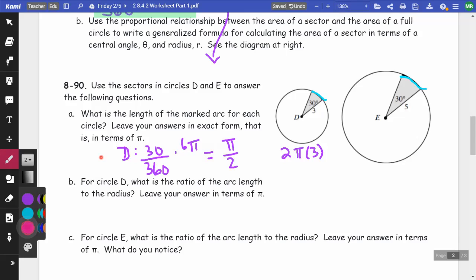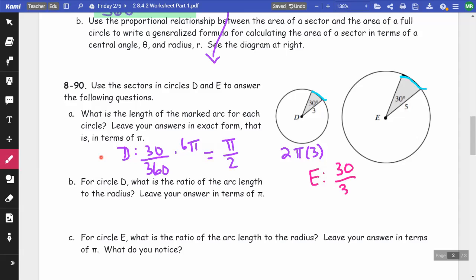Now for E, let me do that in pink. I'm actually going to do it right over here. So for E, I also have 30 out of 360. This time for this circumference, it's going to be 2 times pi times 5. So it's going to be 10 pi. And so when I work that out, I'm going to end up getting, as a fraction, 5/6. Okay, I'm going to write it as 5 pi over 6. That's what I ended up with.